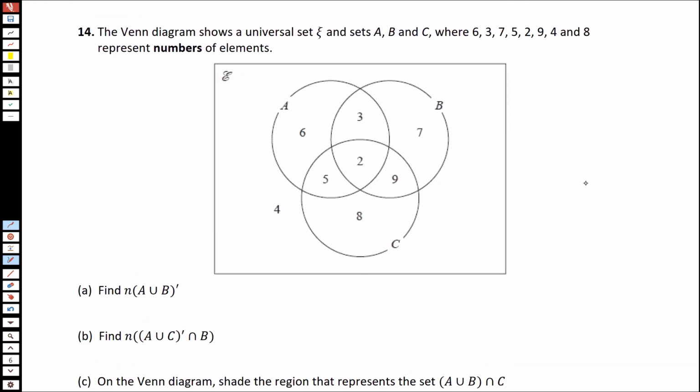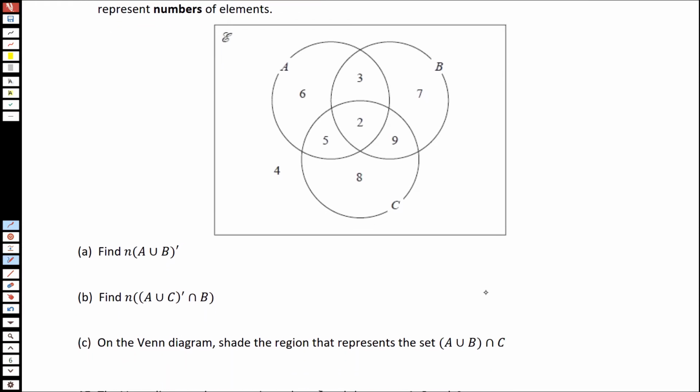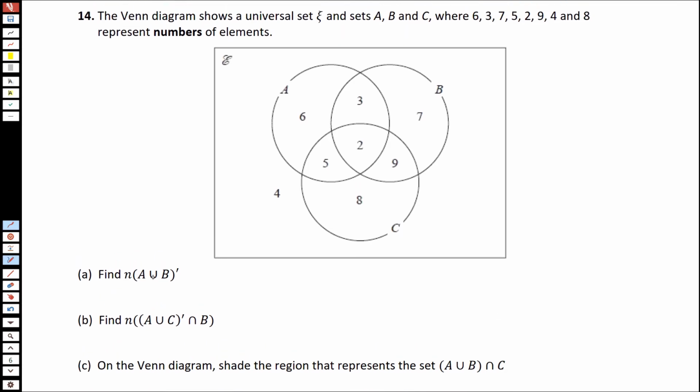Number 14, we have this Venn diagram. And the question here is, find, now remember this represents the number of elements. So these are numbers of elements. So find the number of elements that are outside A and B combined. So this is A and B. So A and B are these two circles.